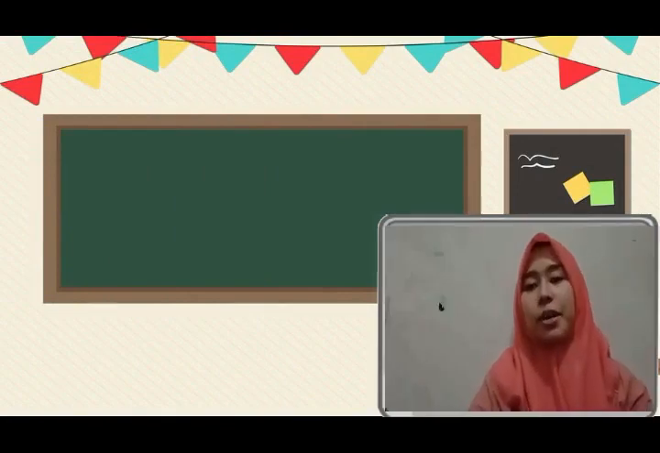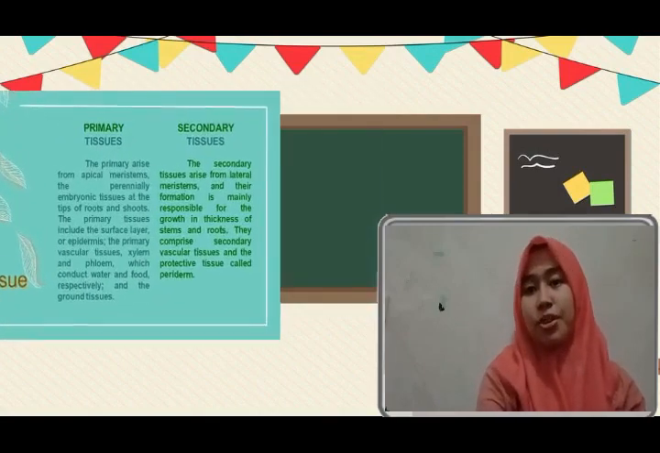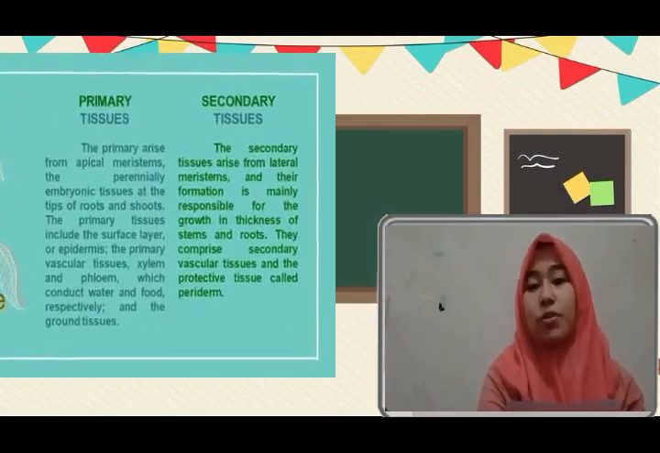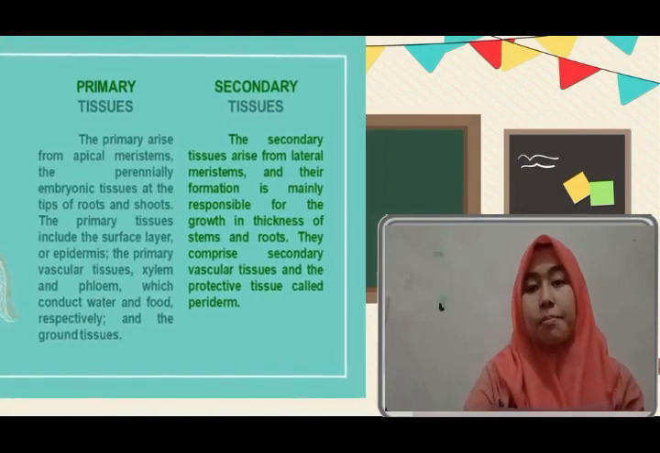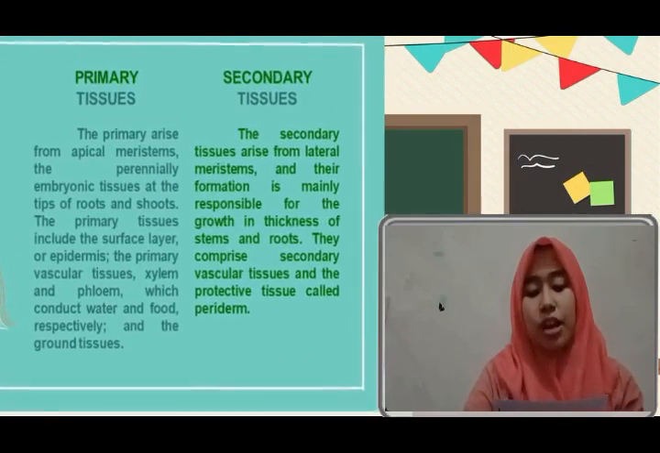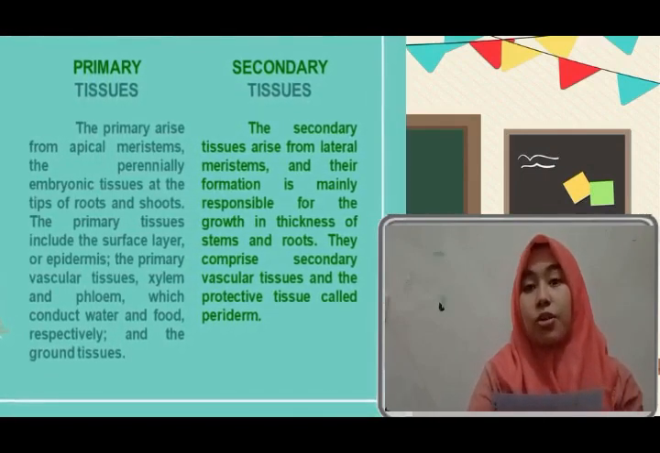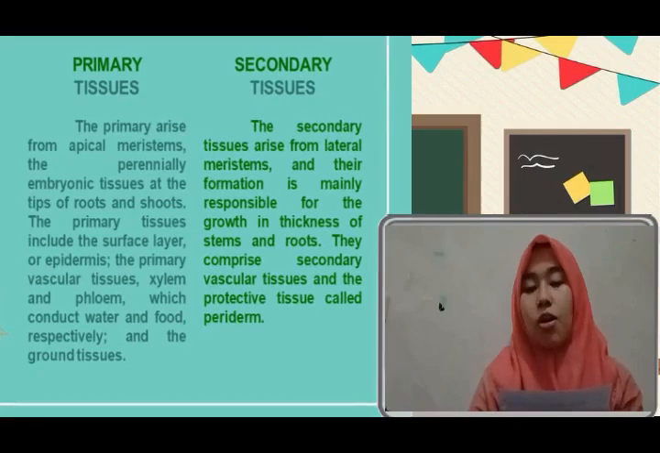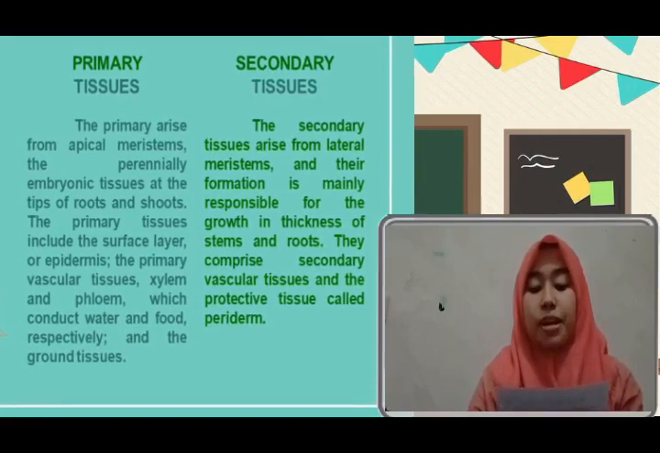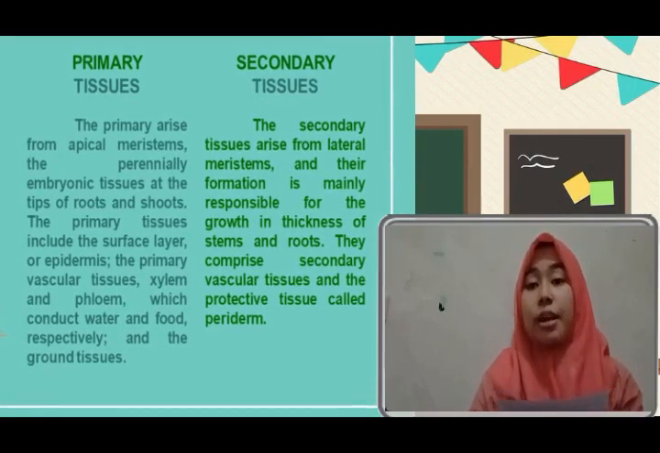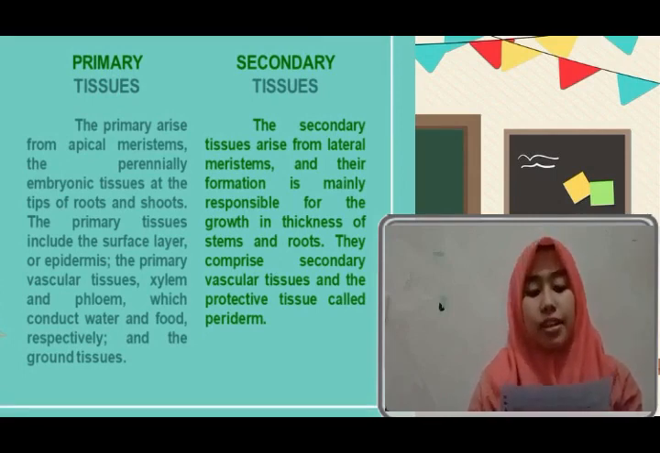Hello, my name is Salma Ayatunufus. I will explain about the plant tissue system. The first is primary tissue. The primary tissue arises from apical meristem, the parent embryonic tissue at the tips of roots and shoots. The primary tissue includes the surface layer or epidermis, the primary vascular tissue, xylem and phloem, which conduct water and food respectively, and the ground tissue.